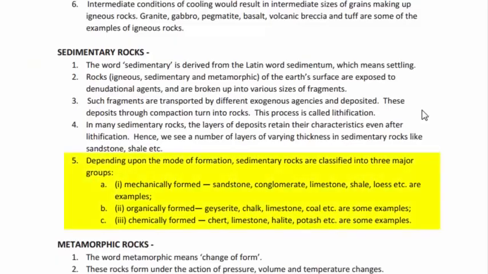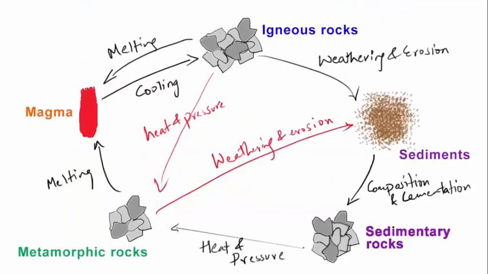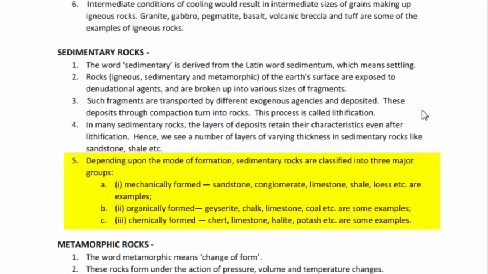Now, depending upon the mode of formation, sedimentary rocks are classified into three major groups. The first one is mechanically formed. When we say mechanical, that means it follows a natural pattern. How rocks weather down, then become tiny soil debris, which later on with accumulation and compaction becomes a rock again. So this is a natural cycle, also known as mechanical cycle.